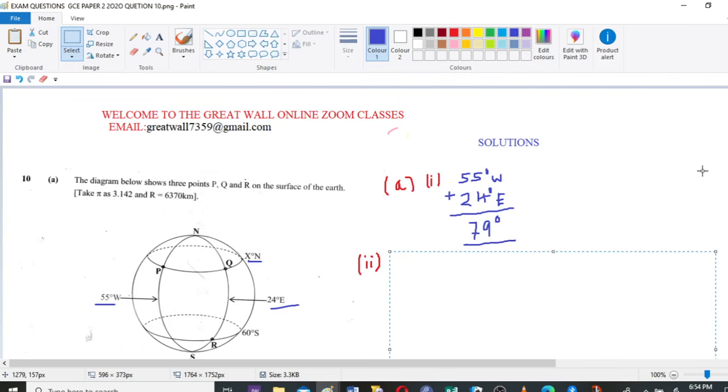So right away we read the question. The question says, the diagram below shows 3 points. So you can see these 3 points in the diagram, that is P, Q and R. Now, we've been told to take the value of pi to be 3.142, that's the constant, and r to be 6370, that is in kilometers.